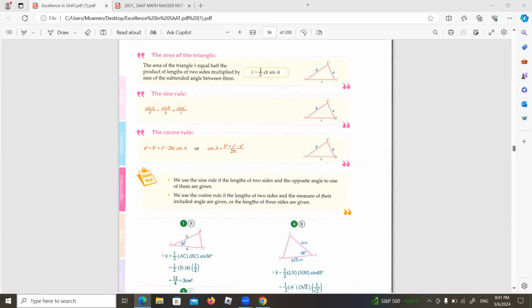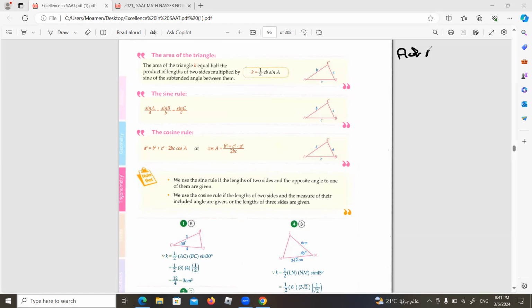Today, inshallah, we'll talk about the area of a triangle, the sine law and cosine law, or the law of sine and the law of cosine. And also, we'll talk about trigonometric identities. Today, inshallah, we'll work in the first part on the sine and the cosine. Pay attention with me. First, we will talk about the area of the triangle.